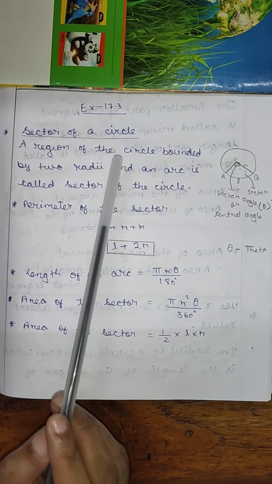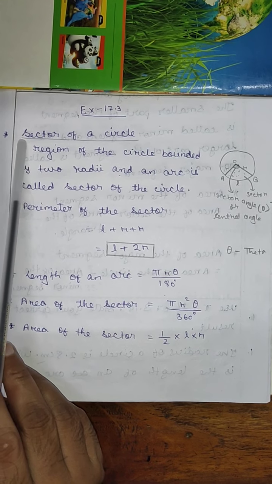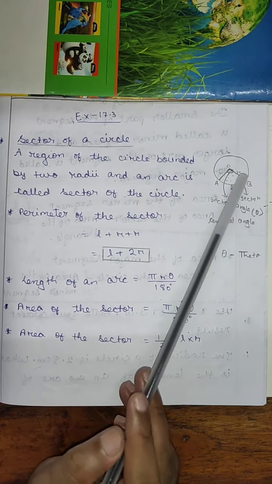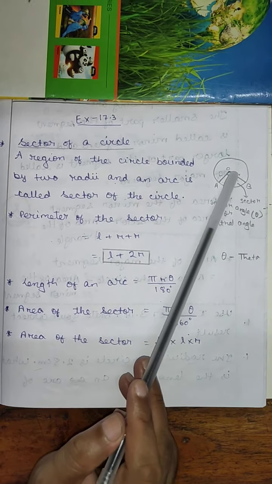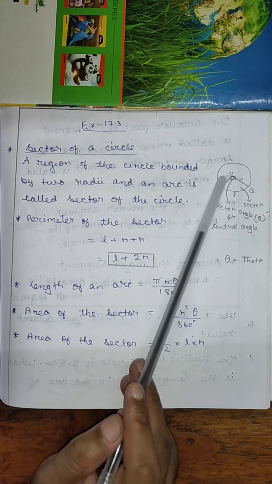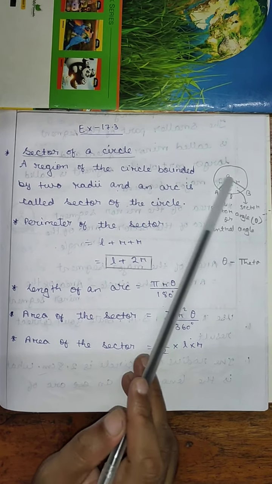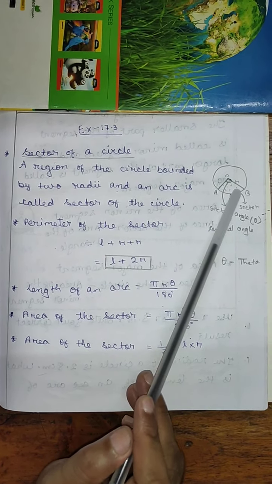To start this we need some more formulas, but before that you need to learn about the sector of a circle. A region of the circle which is bounded by two radii and one arc is called a sector of the circle. This is your radius and this portion is the length of the arc. Together they make the sector. This is your smaller sector, the minor sector. This angle we can call the sector angle or central angle, which we mark by theta. This symbol is called theta.